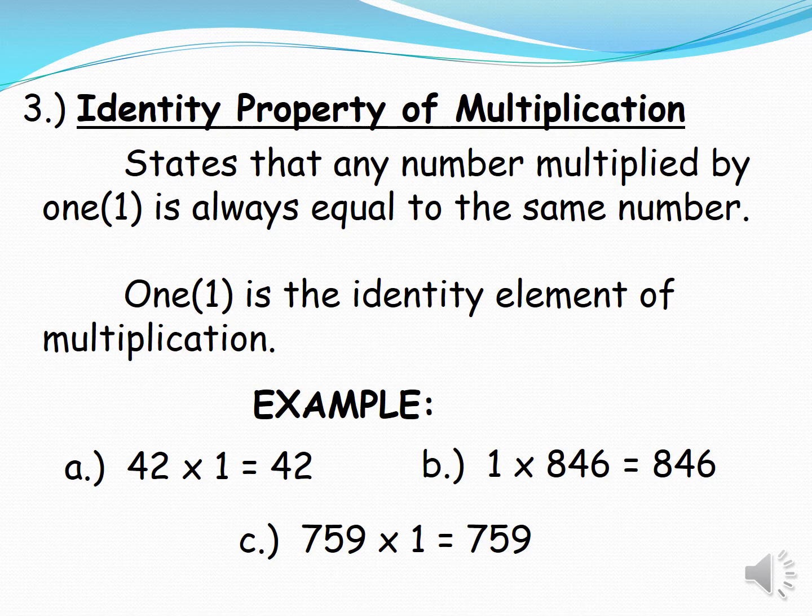Identity property of multiplication states that any number multiplied by 1 is always equal to the same number. 1 is the identity element of multiplication. Example, letter A. 42 times 1 is equal to 42. Letter B. 1 times 846 is equal to 846. Letter C. 759 times 1 is equal to 759.